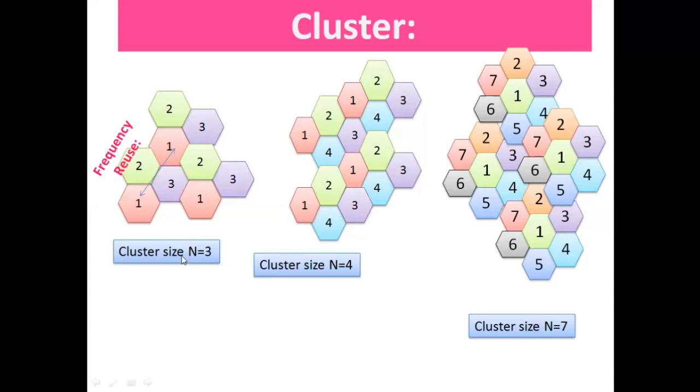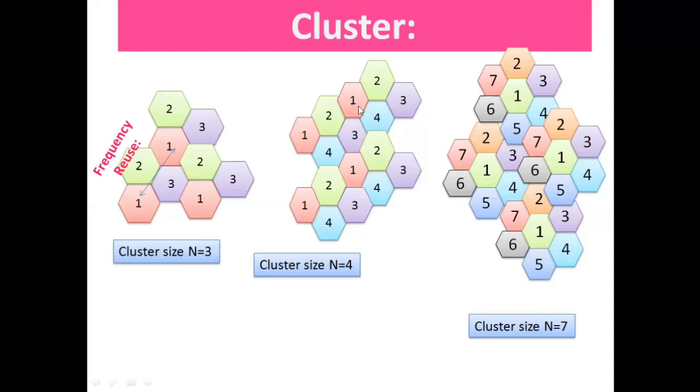If the cluster size is small, what happens? The distance between two cells having the same frequency is very small, and due to that there will be interference. That is one of the drawbacks of going for a small cluster size. Even though the advantage is that with this small available band of frequency I can serve more users, there will be interference here. Then I can also go for cluster size n equal to 4. Here you can see I have one cluster: 1, 2, 3, 4.